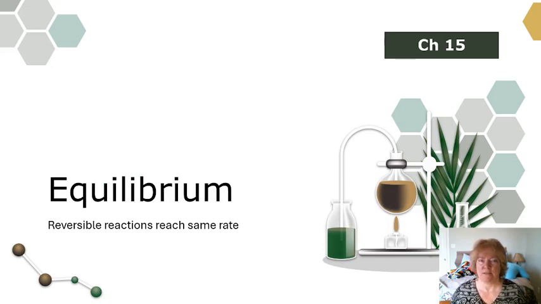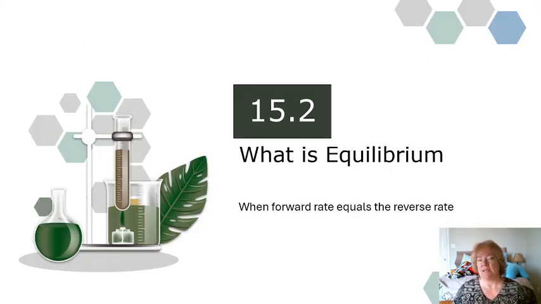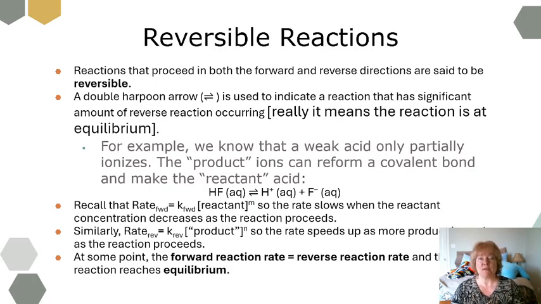Chapter 15 is about this concept called equilibrium. We're going to define it as when reversible reactions reach the same rate. So we begin by defining what equilibrium actually is. And the fancy definition is that when the forward rate equals the reverse rate. So first we begin talking about what do we mean by reversible reactions.